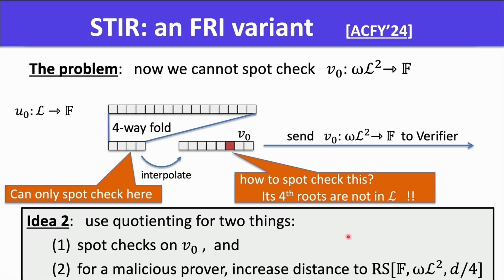So this is the second idea of STEER: instead of doing spot checking directly by computing the folding and comparing it to cells of the committed oracle, we're going to use quotienting. So quotienting here will do 2 things for us. It allows us to check that V0 is valid even though we can't do spot checking directly, and it's also going to increase the distance of V0 from the code when the prover is malicious.